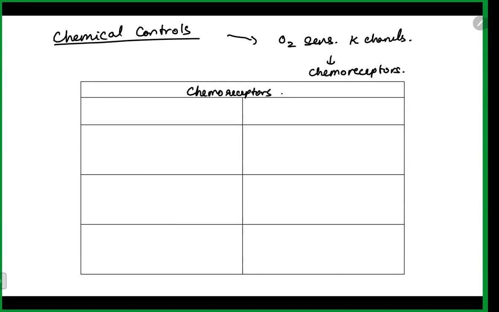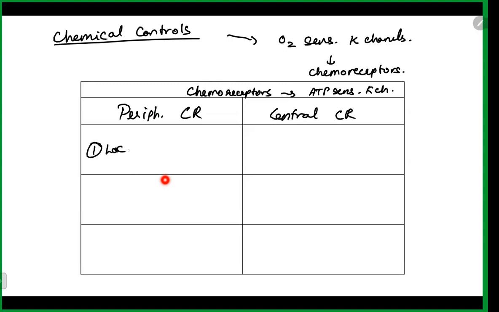Okay, these chemoreceptors are going to be ATP sensitive potassium channels. You're going to have certain peripheral receptors. You're going to have some peripheral chemoreceptors and central chemoreceptors. These two things you need to understand. Peripheral chemoreceptors, number one, are located in the carotid bodies. That is going to be your 9th cranial nerve, carotid bodies. And there will be the aortic arch located too. That is going to be the 10th nerve.